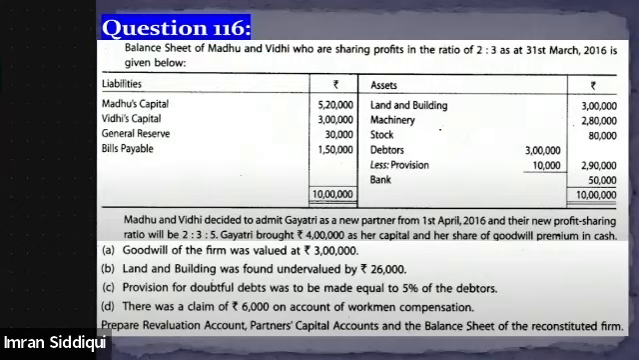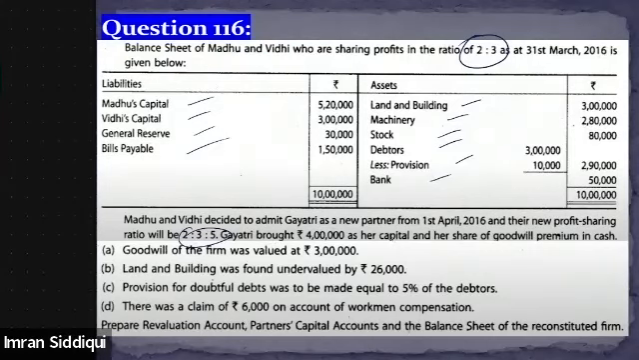This is a little lengthy question. It requires us to prepare the revaluation account, partners capital account, and the balance sheet as well. In question 116, Madhu and Vidhi were sharing profit and losses in the ratio of 2:3. Their balance sheet is given: land and building, machinery, stock, debtors, provision, bank, then Madhu, Vidhi, general reserve, bills payable on the liability side. Madhu and Vidhi have decided to admit Gayatri as a new partner, and their new profit sharing ratio will be 2:3:5.